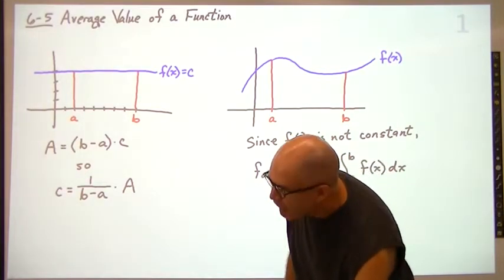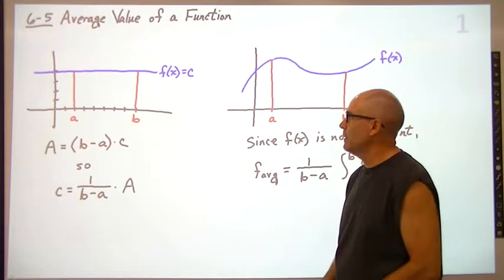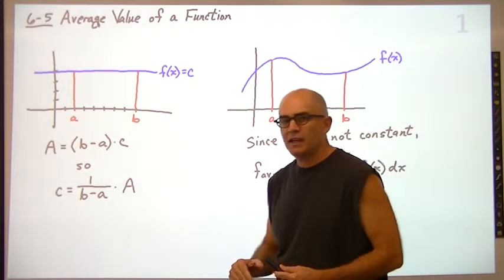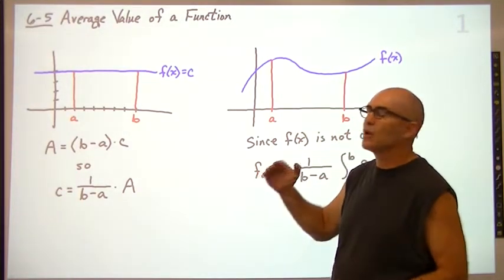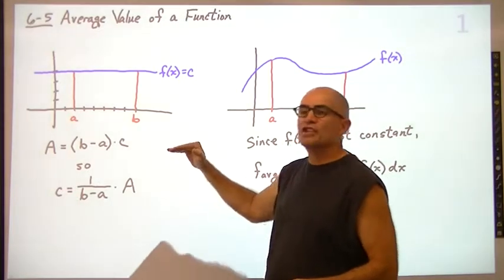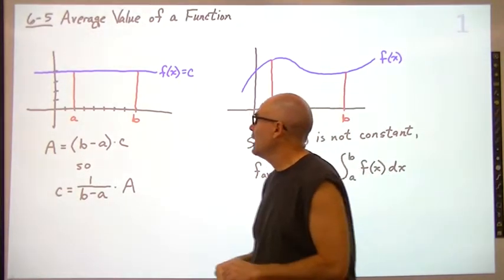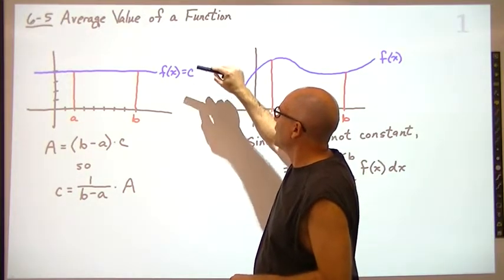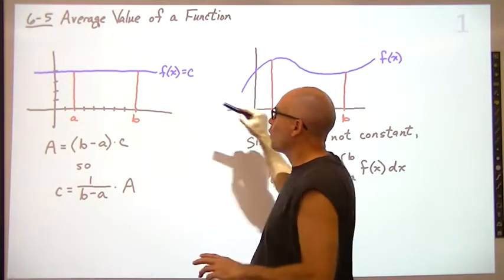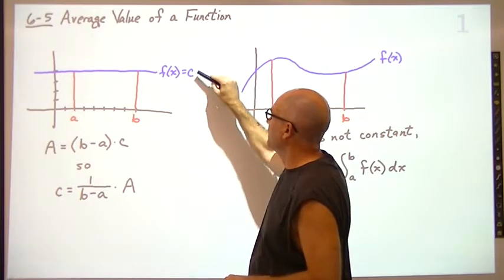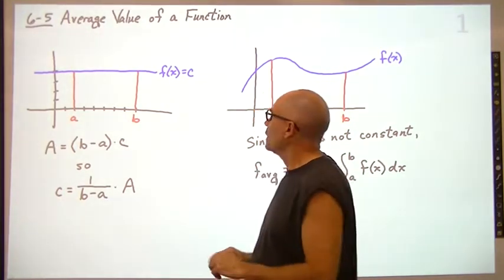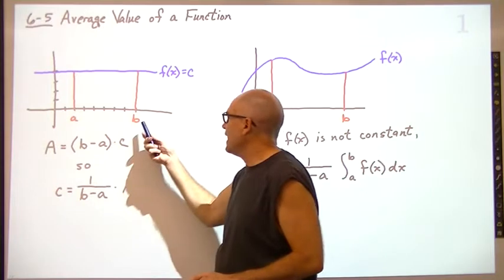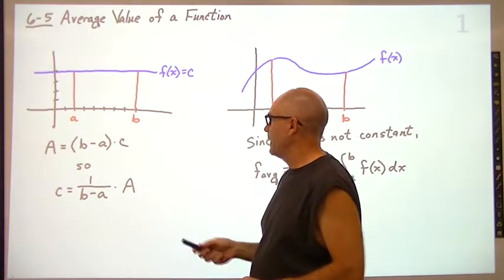All right, the average value of a function. Now, a function is a y value, basically. So we're looking for the average height of our function. Now, let's first take a function that has the same height all the way through. So f of x equals some constant. Now we're going to start from point A and end up at point B.